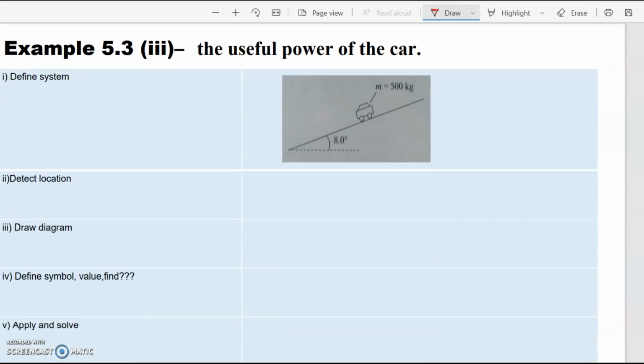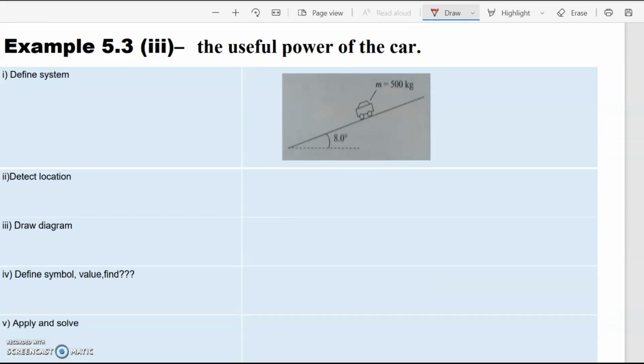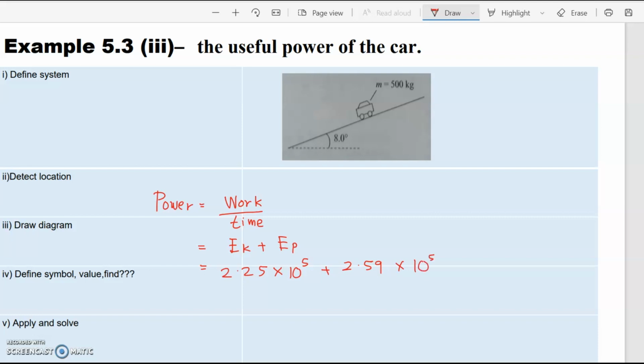So lastly, we have to find the power. The formula of power is equal to the work done over the time taken. So the work done is the kinetic energy plus the potential energy, which is 2.25 times 10 to the power of 5 plus 2.59 times 10 to the power of 5 joule, over 33 seconds. So the answer is 1.47 times 10 to the power of 4 watt. Okay, that's it.